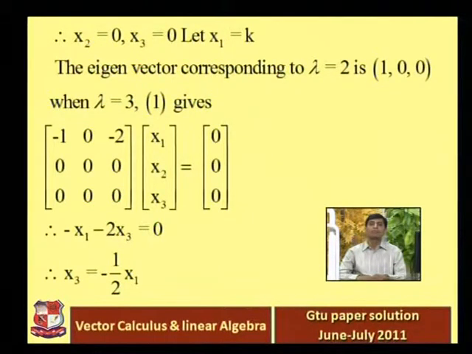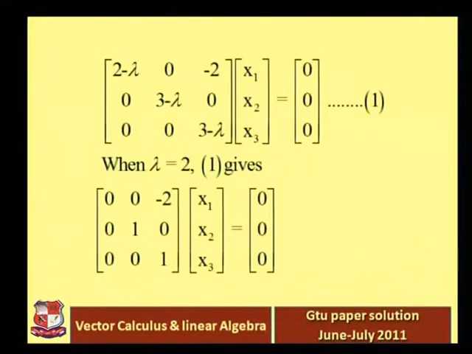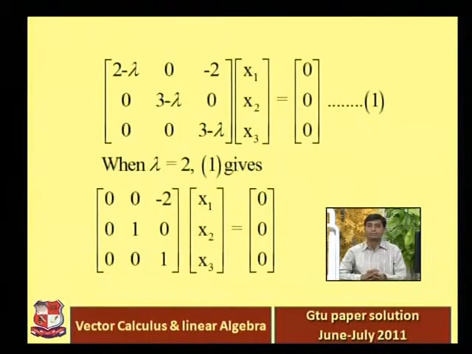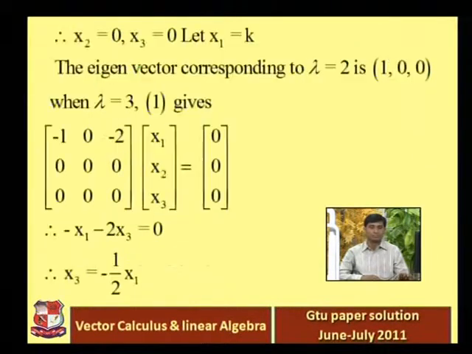Now when lambda is equal to 3, it gives minus 1 0 minus 2, 0 0 0. Put lambda is equal to 3 in this first equation. So what will we get? Minus 1 0 minus 2, 0 0 0 and 0 0 0. Okay, and that matrix is already in the row echelon form: minus 1 0 minus 2, 0 0 0, 0 0 0.